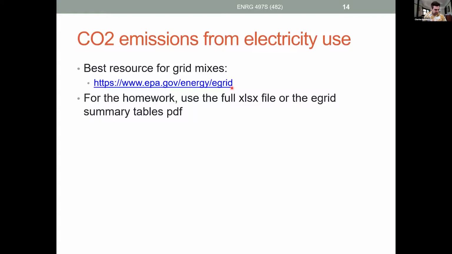So we'll explore eGrid in a homework pretty soon, and it'll be familiar to, again, those of you who've taken my life cycle assessment course. But that's, again, not for a little while. But this is the resource I use.